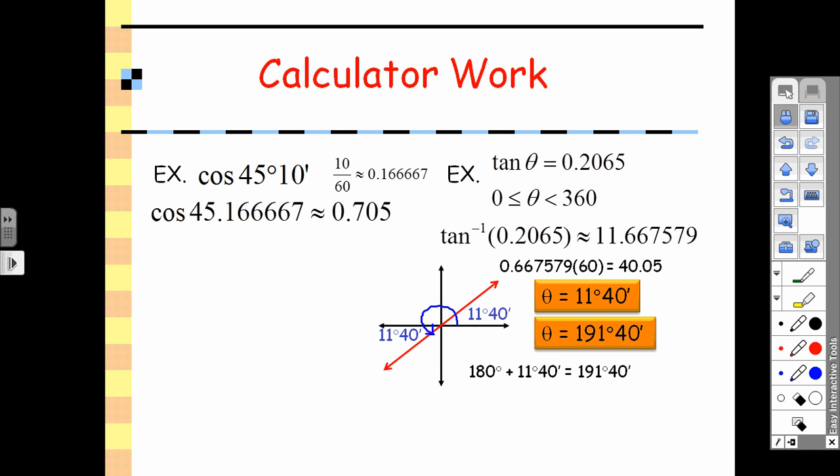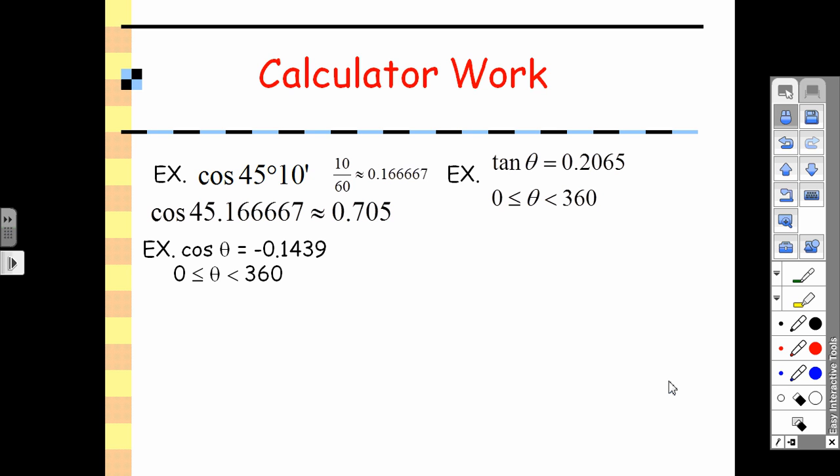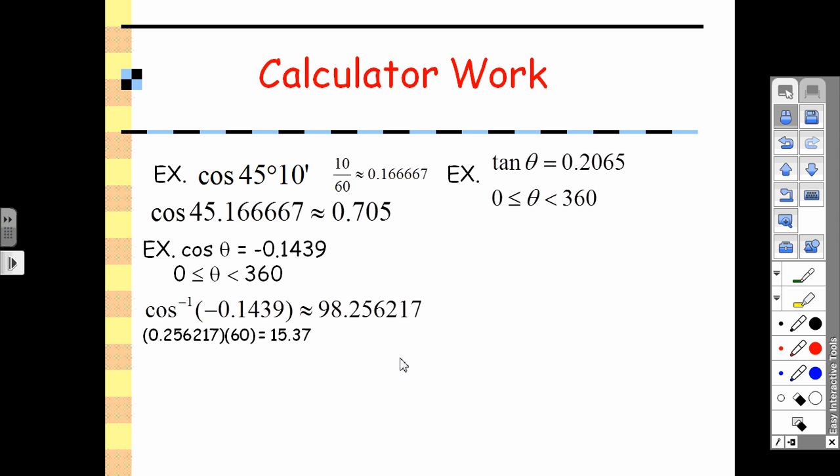Okay, hopefully that wasn't too confusing, because now I'm going to make it even more difficult. Aren't you excited? Okay, so let's get rid of that. Here we go. Now we have cosine of theta is negative 0.1439. Let's figure this one out. So just like before, we're going to do cosine inverse of negative 0.1439. We get this. Okay, so now we have to strip this off, multiply by 60, just like we did before. We get 15.37. This is the minutes. So let's round that down to 15. So we get 98 degrees, 15 minutes.